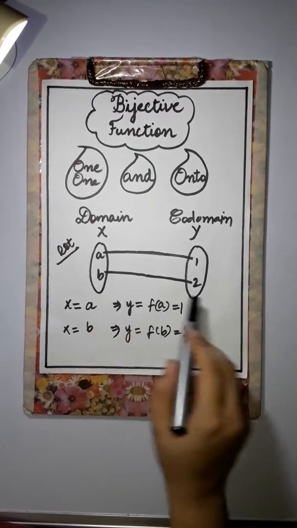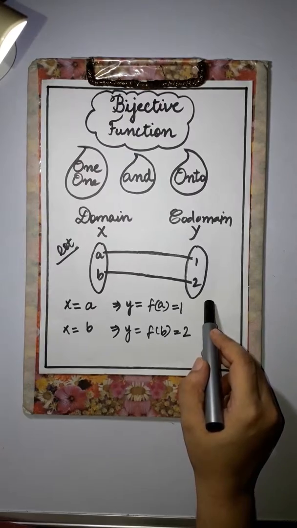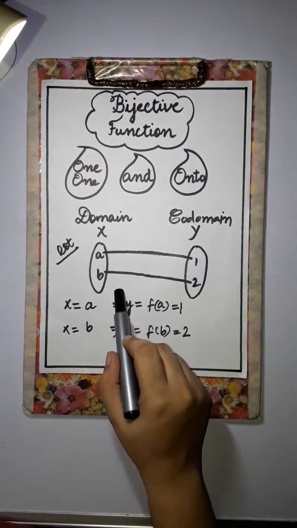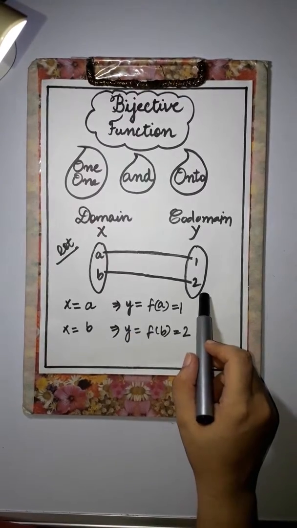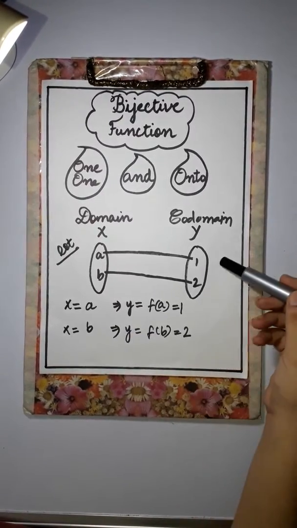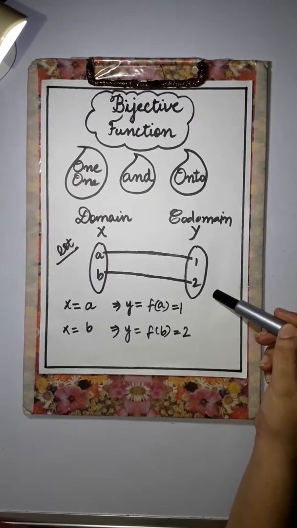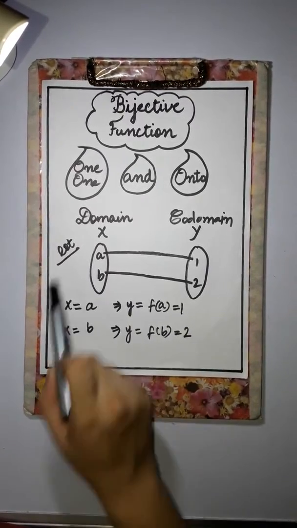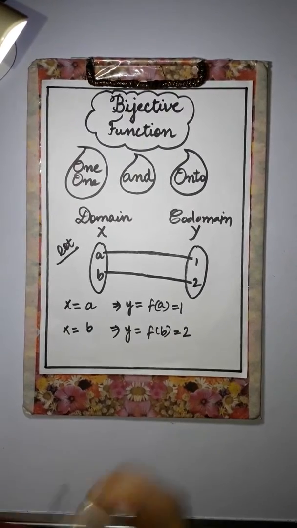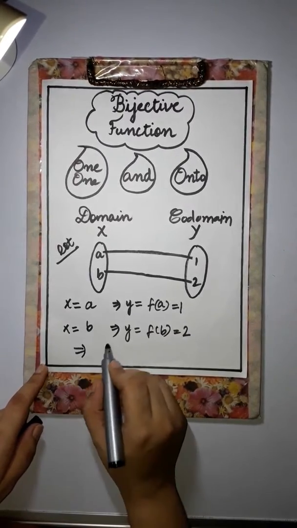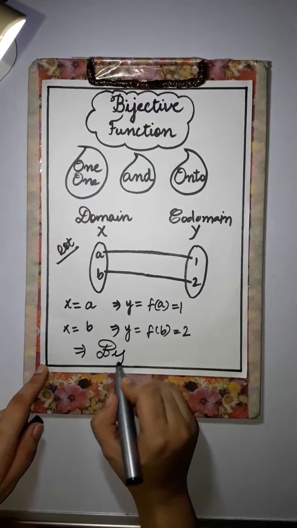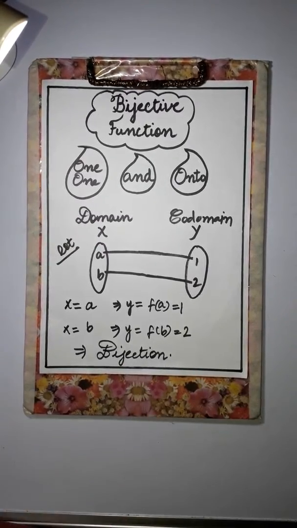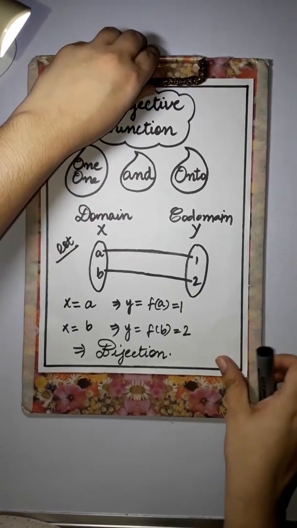Here it implies that each element of domain will have their unique images in codomain, and every element in codomain has at least one pre-image in domain. So this implies that this is bijection. Let us understand this with the help of an example.